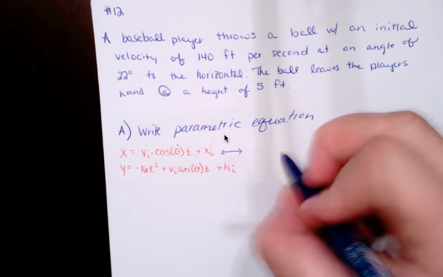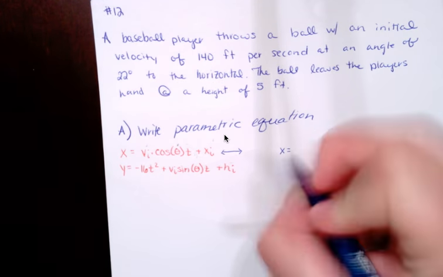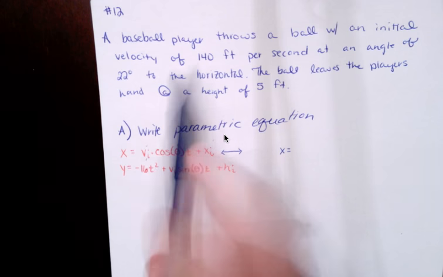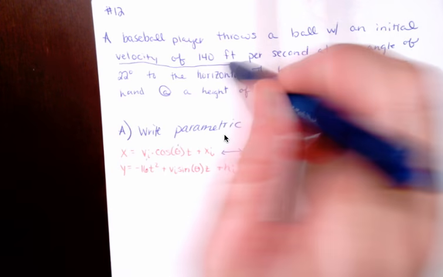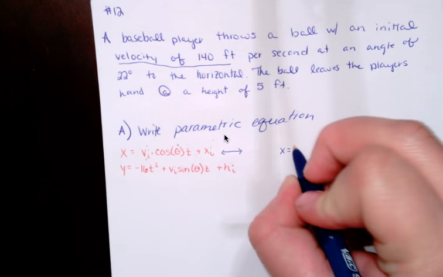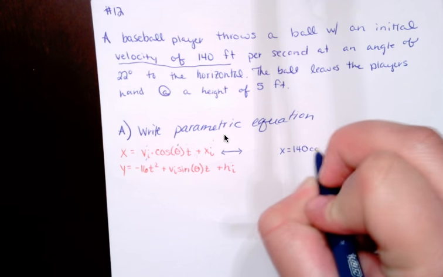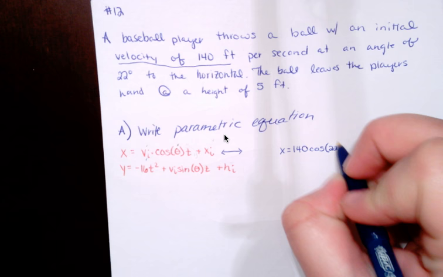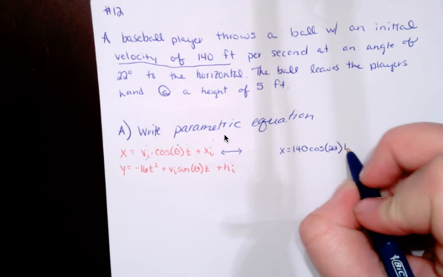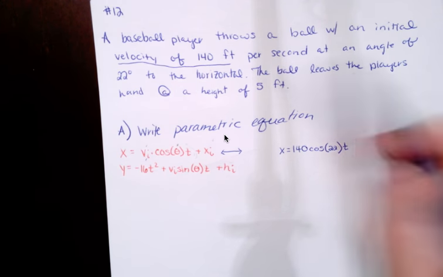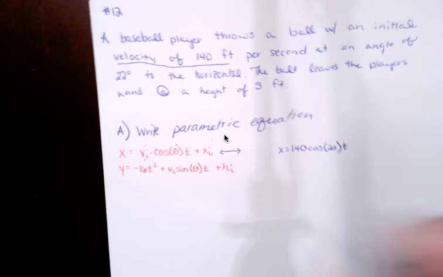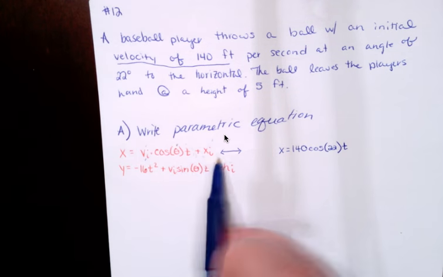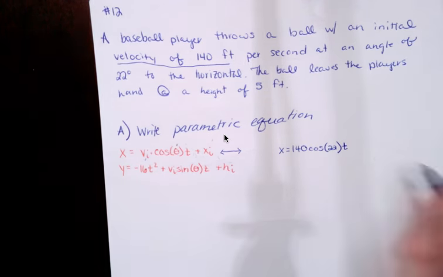Remember, my x represents my horizontal distance from left to right. So when I write that equation, I'm going to get x equals V sub I, well, that's my initial velocity, which I was told was 140 feet per second, times the cosine of my angle, well, my angle is 22 degrees, times t, which is time. In this case, our time is in seconds because it says per second. And then I don't have an initial horizontal value, so you could either put plus 0 or you could ignore it.